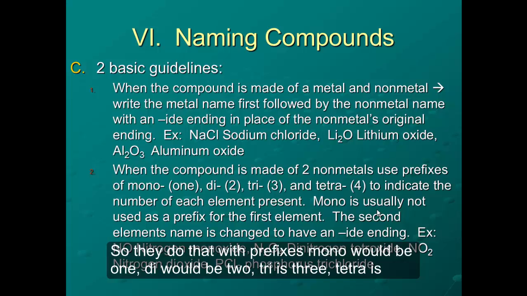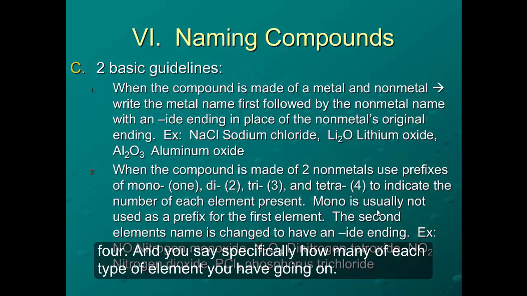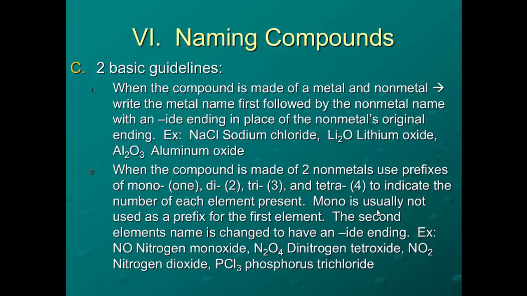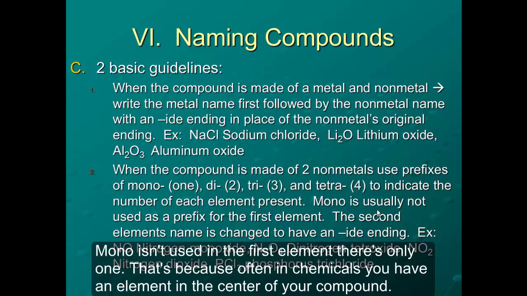Mono would be 1, di would be 2, tri is 3, tetra is 4. And you say specifically how many of each type of element you have going on. So mono isn't used if the first element there's only one.